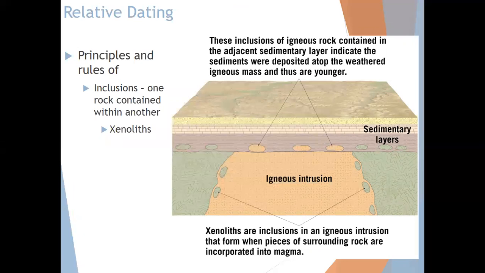Our next principle and rule is dealing with inclusions. So when you have inclusions, you have one rock contained within another. The principle of inclusions tells us that the rock must have been there in the first place for the inclusion to have happened. So the inclusion rock is younger than the rock that it has formed inside of.